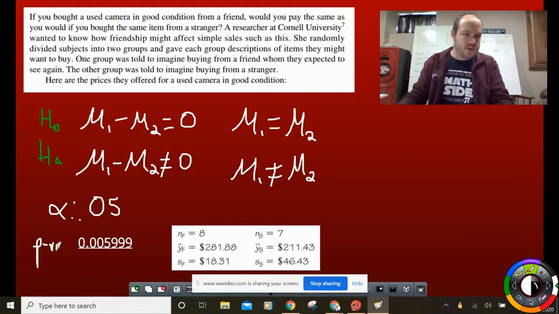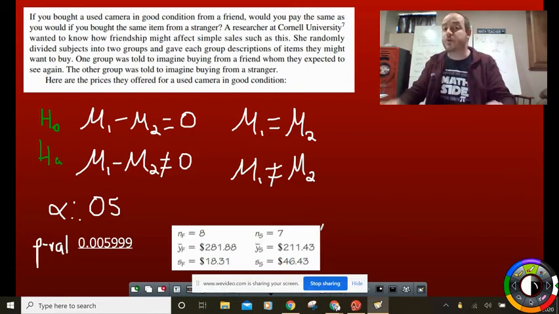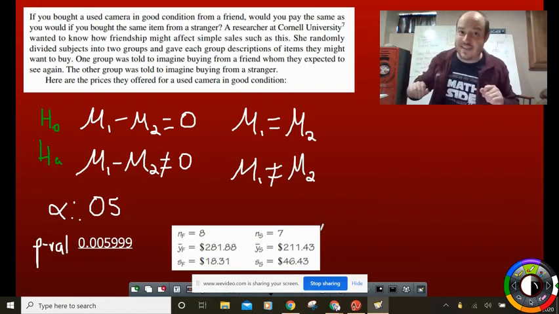So looking at this p-val, it is 0.005, whereas this is 0.05. So the alpha was 5%, where this is 0.5 of a percent, almost 0.6 of a percent. So this is obviously less than alpha. And when we are less than alpha, we get to reject that H0.